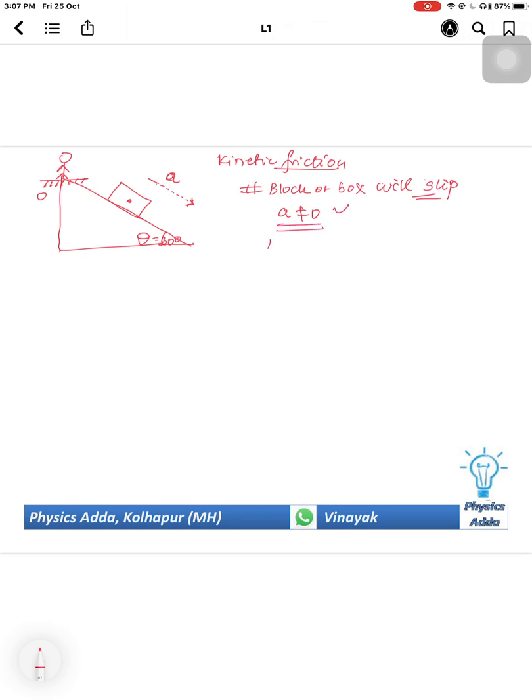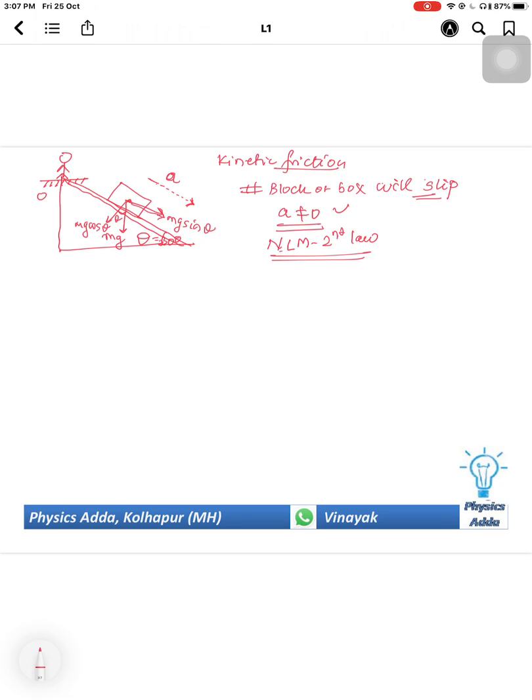So when a is non-zero, we need to apply what? Newton's laws of motion, the second law. If we are applying Newton's second law, then the first force acting is mg. So this component will be what? Since this angle is theta, this will be mg cos theta. This will be mg sin theta, which is parallel to the inclined plane.